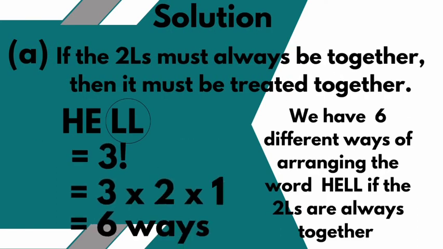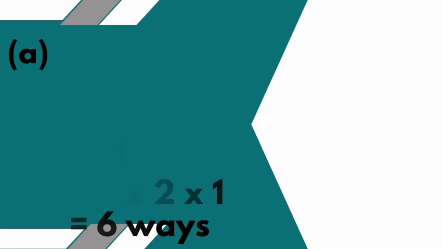Solution. If the two L's must always be together, then they must be treated together. So the double L will represent a single letter. So HELL will now give us 3 factorial, which is 3 times 2 times 1, and that gives us 6 ways. So we have 6 different ways of arranging the word HELL if the two L's are always together.